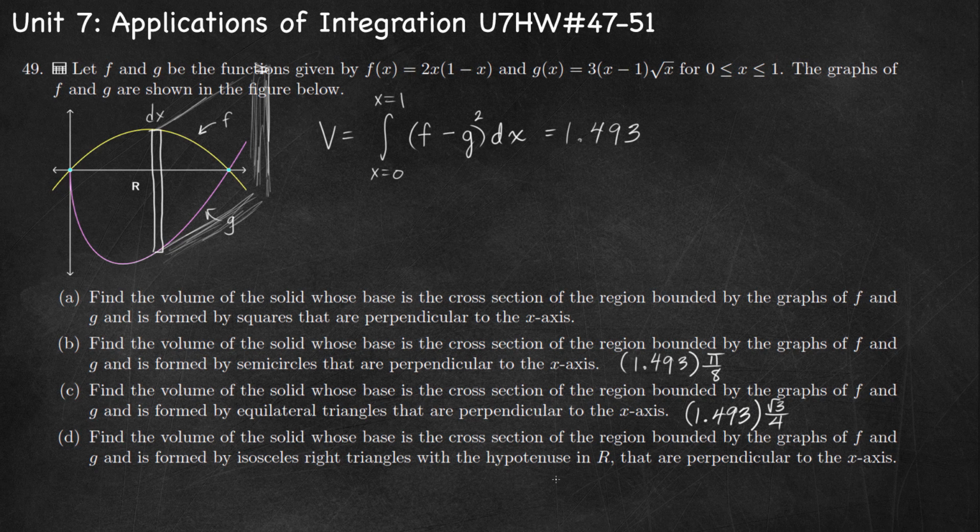And then for part D, we have an isosceles right triangle with a hypotenuse on the base. So we take our 1.493 and we multiply it by 1/4. Okay, so those values, if we compute them, are 0.586, 0.646, and 0.373.